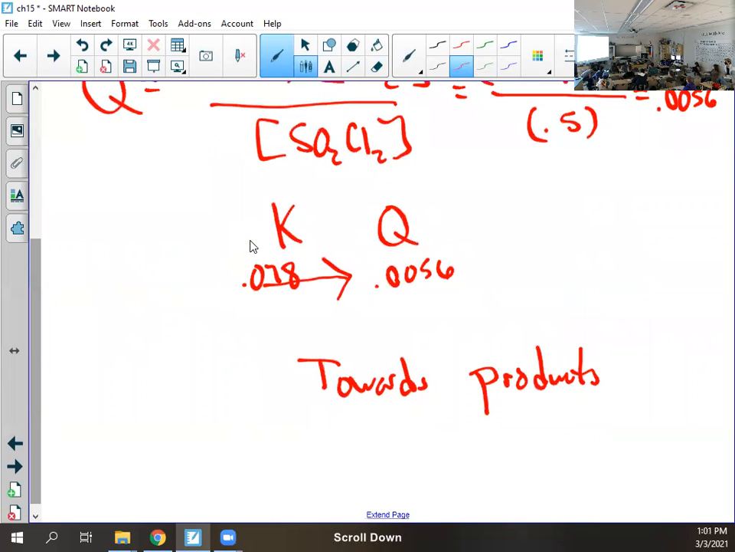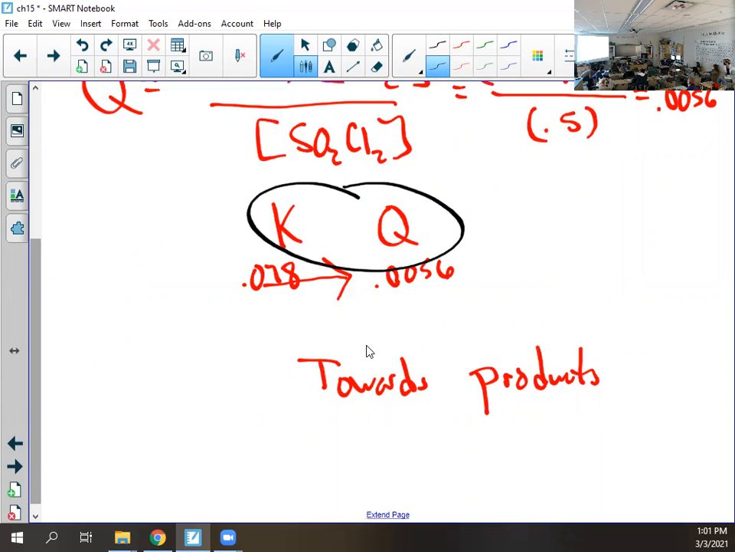Okay, are we all right with that? K is a big deal, but it's not that big of a change. Do the math like normal. Put these in alphabetical order. Put your greater than, less than sign, and it will always point in the direction the equilibrium shifts.